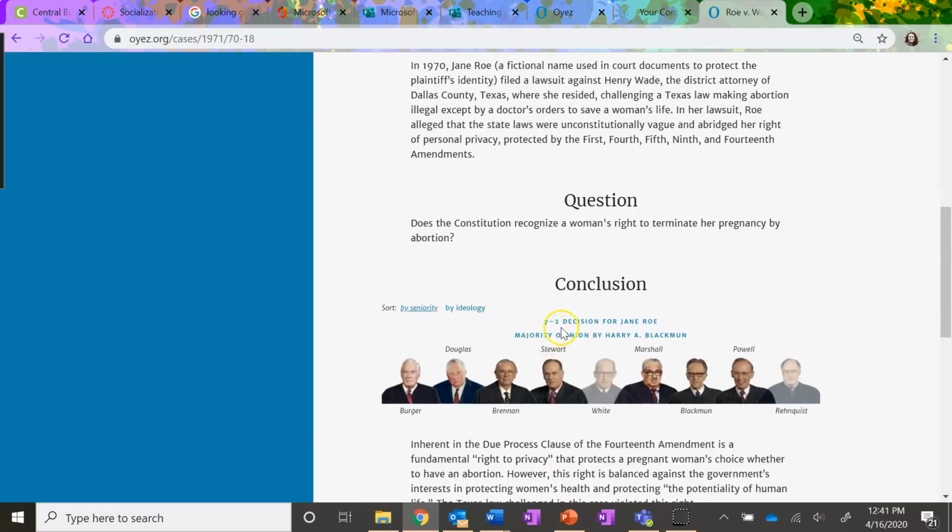It will then go down and give you the decision. So the decision is how the 9 justices ruled. So you had a 7-2 decision for Jane Doe. So the 7 darker justices are the ones that voted in favor of Jane Roe. I'm sorry, I said Jane Doe before. Jane Roe and her right to choose. That means there were 2 dissents. Dissent means 2 justices or the justices that vote against the majority.